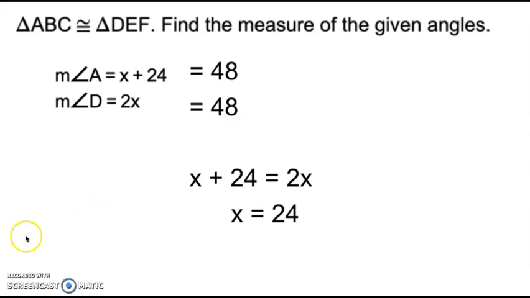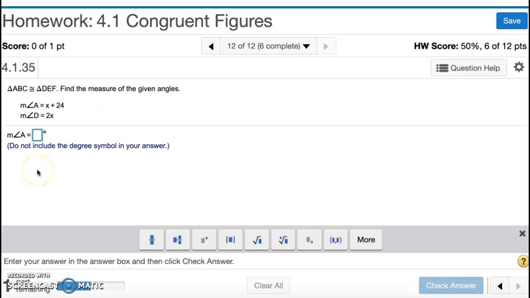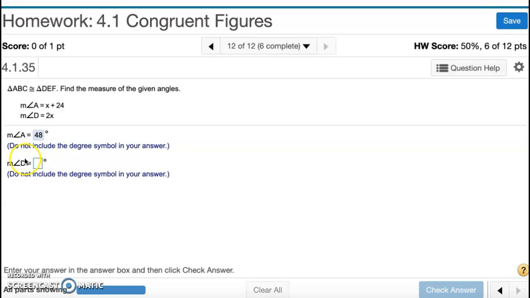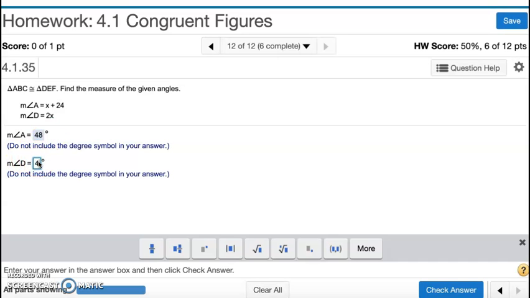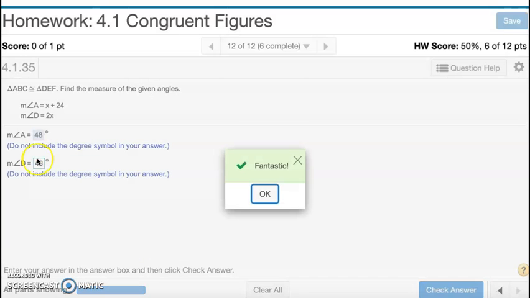So that's going to be our answer, so let's type it in. So the measure of angle A is 48, and the measure of angle D is 48. And that's number 12.